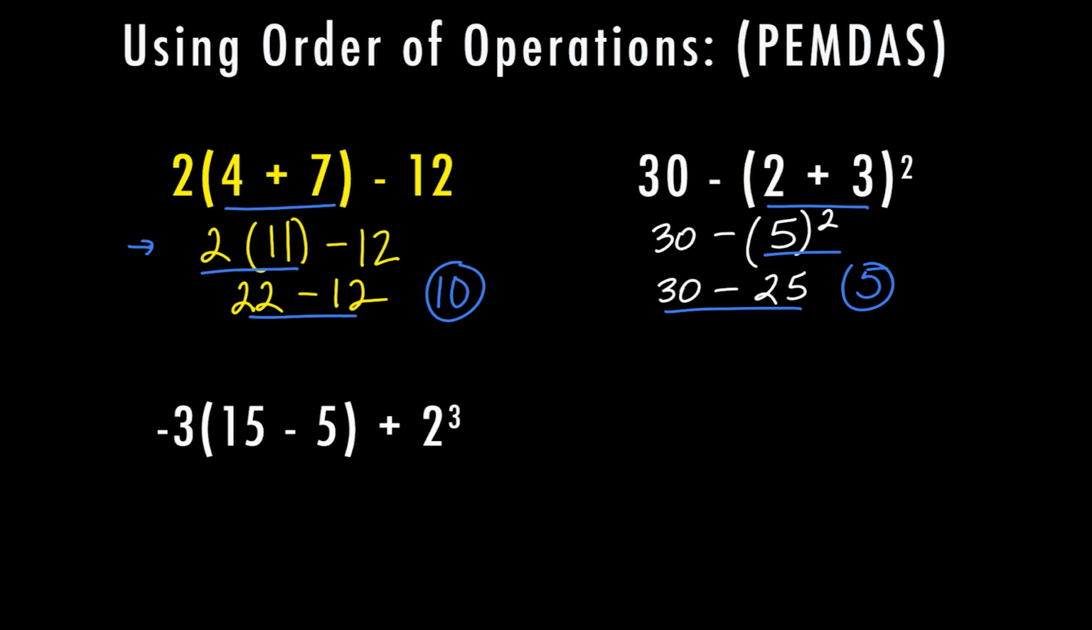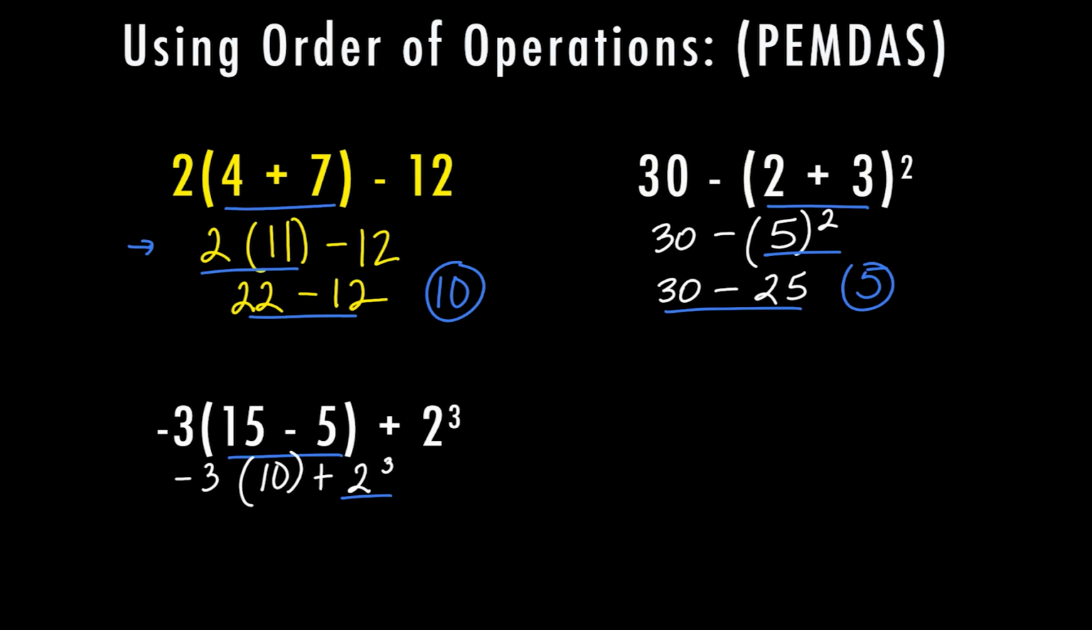And I'm going to look first for parentheses, and I do have parentheses. I have 15 minus 5. 15 minus 5 is 10. So now I'm going to bring down everything else I haven't used yet. Next thing I'm going to do is look for exponents. So I have exponents here.